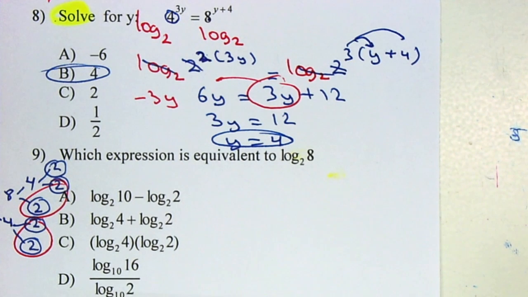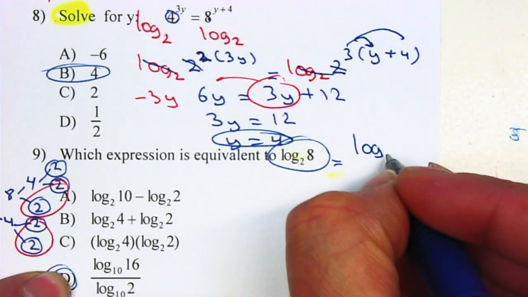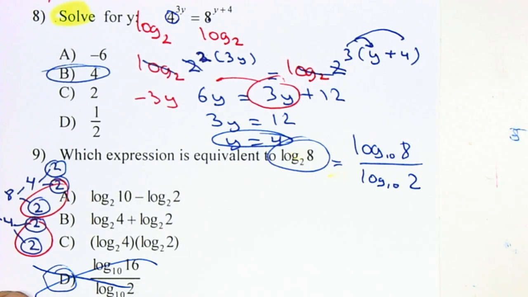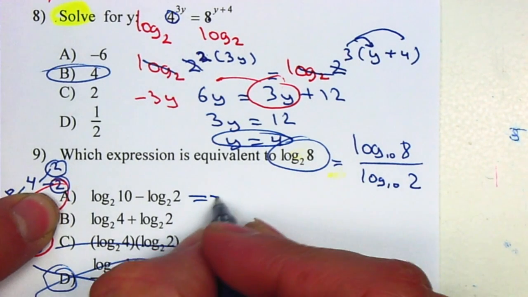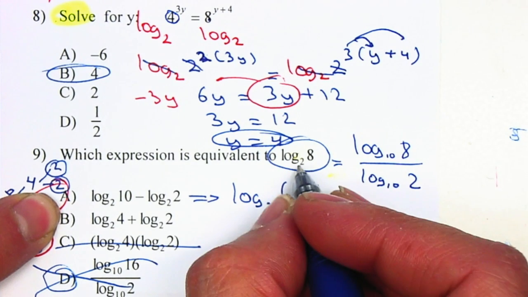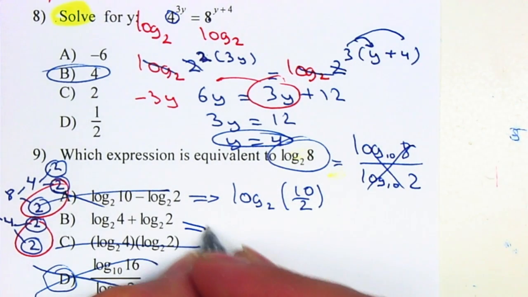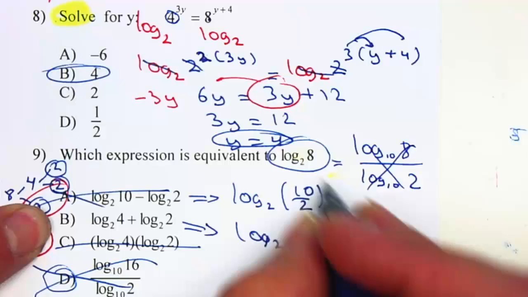Number 9, which one's equivalent? I want to be able to work backwards. Now, let me say the change of base. This is the change of base. So if I change the base, it will be the log base 10, the log base 10, the 8 is on top, the 2 on the bottom. No, that's not correct. I know that C, we don't have a property where they multiply. A, if there's a minus in between, we have to divide. 10 divided by 2, that's not 8. So it's not A. And the last one, when I rewrite this, the log base 2, because there's a plus, I'm going to multiply 4 times 2, which is 8. So your answer is B.